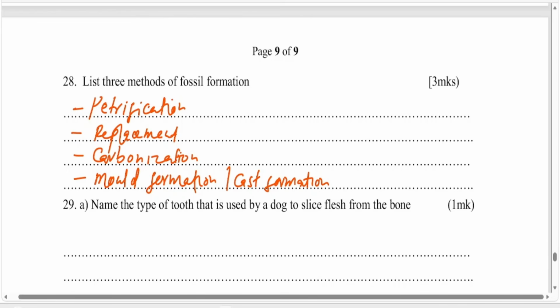Then you have the cast formation. If that mold that has been left there is filled with materials, and those materials later harden, so that when I remove that material it exactly looks like your wrist, then that is a cast. So those are some of the methods of fossil formation. Any three, you are to get 3 marks.